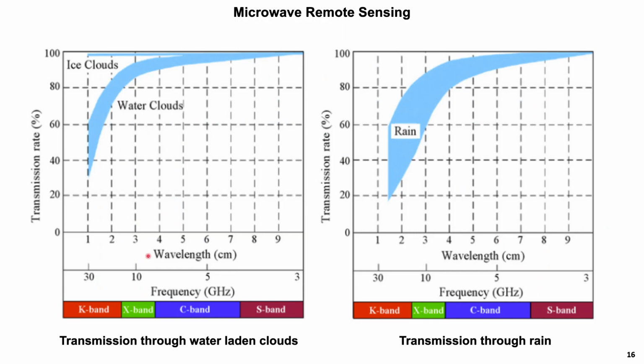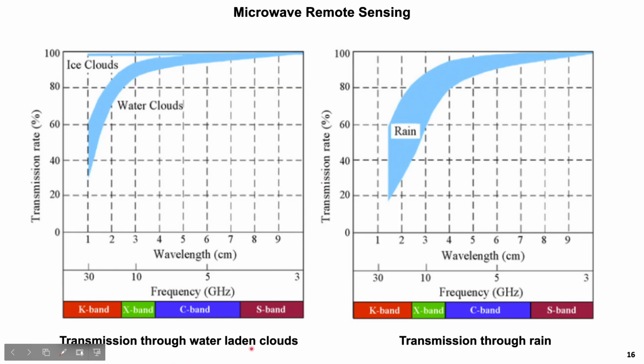So if you see here, on the left hand side, the y-axis is the transmission rate, and the x-axis is the different bands. So your K band has the lowest wavelength, and your S band has the highest wavelength in this particular graph. As you move from left to right, you can see the transmission rate. If there are some water clouds, almost 40 to 60 percent of your microwave will be transmitted through the cloud, and if it is an ice cloud, almost 100% is transmitted. And as you increase your wavelength, your transmission rate also increases, so we will be able to get a clear picture of what is happening on the ground.